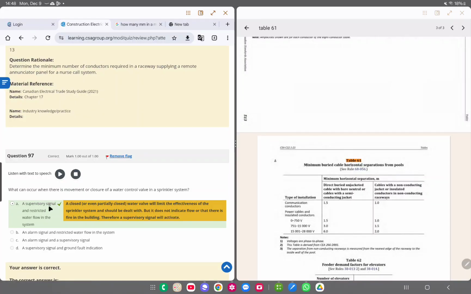What can occur when there is movement or closure of a water control valve in a sprinkler system? A supervisory signal and restricted water flow in the system. A closed or even partially closed water valve will limit the effectiveness of the sprinkler system and should be dealt with, but it does not indicate flow or that there is fire in the building. Therefore, a supervisory signal will activate. Because it's not notifying that there's a fire in the building, it's just going to create a supervisory signal.